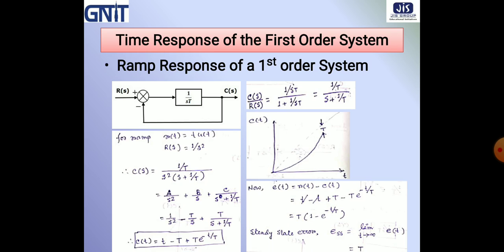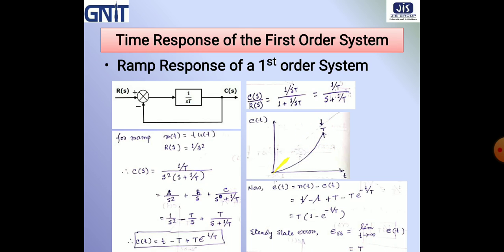Now what is steady state error, or when do we get our steady state error? At t tends to infinity, we get our steady state error. So limit t tends to infinity, e(t) will be our steady state error. If we apply t tends to infinity to this equation, then we get only capital T. So our steady state error will be capital T.